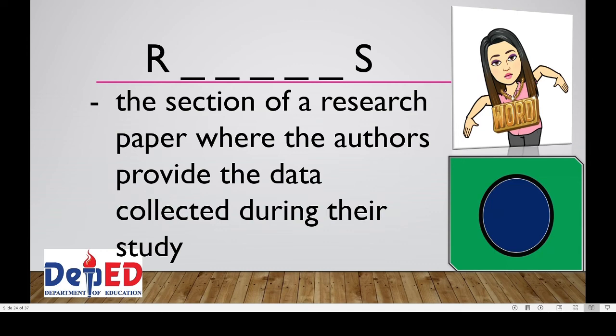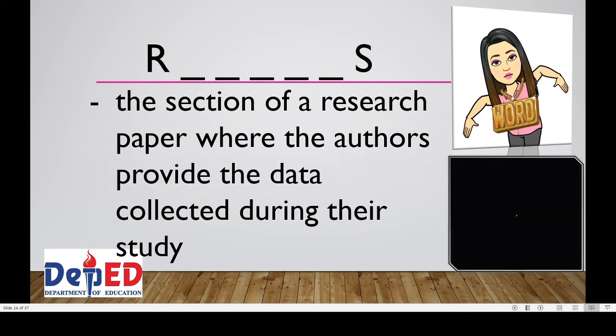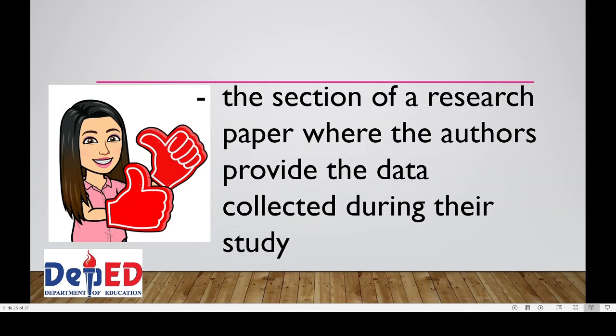Then we have this word. It is the section of a research paper where the authors provide the data collected during their study. Time's up. You are correct if you answered results. The results or findings present the information gathered through your research.